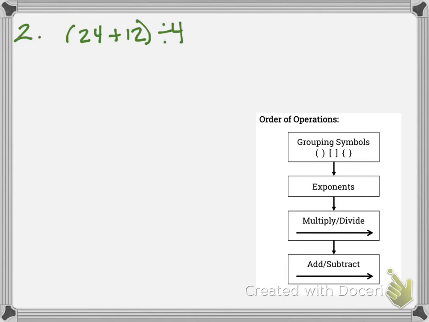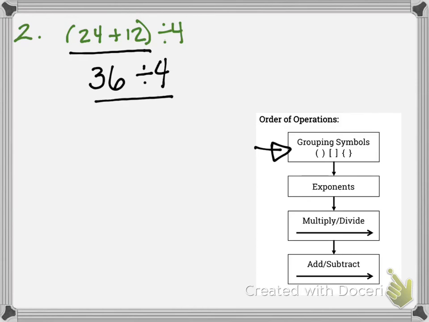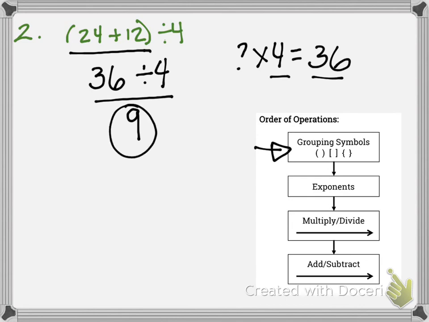Okay, so I'm going to underline what I do first, which is parentheses. 24 plus 12 is 36. I rewrite what I did not underline, and I underline 36 divided by 4, which is 9. Now if you have a hard time with division, what you can think about is, what times 4 equals 36, and that will be the answer to 36 divided by 4. So you can ask yourself, what times 4 is 36? Well, 9 times 4 is 36, so my answer is 9.